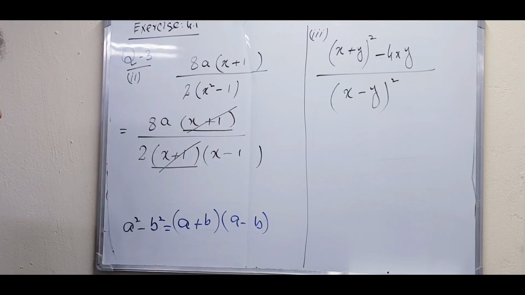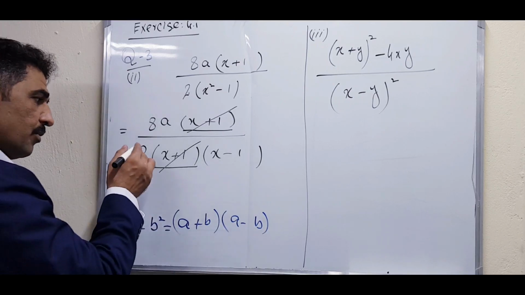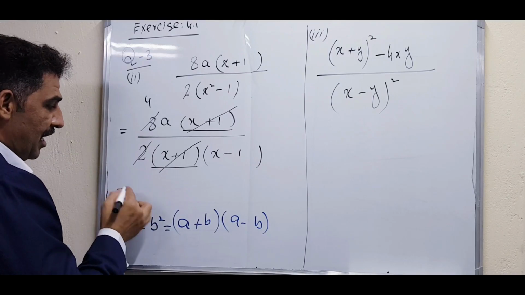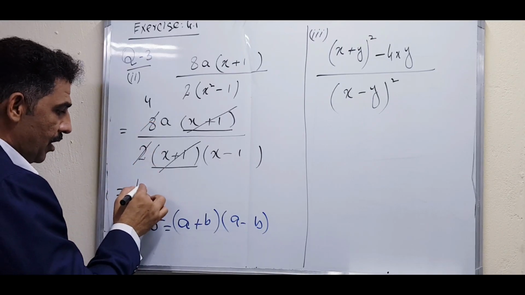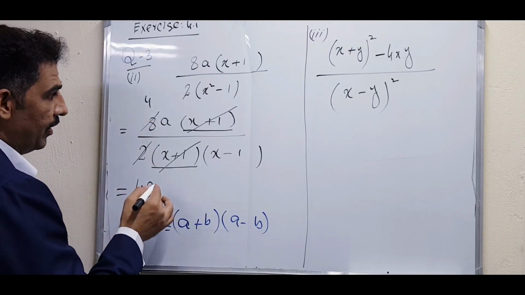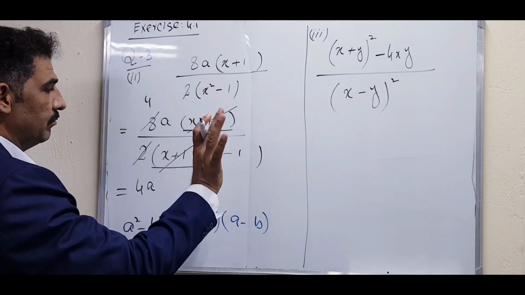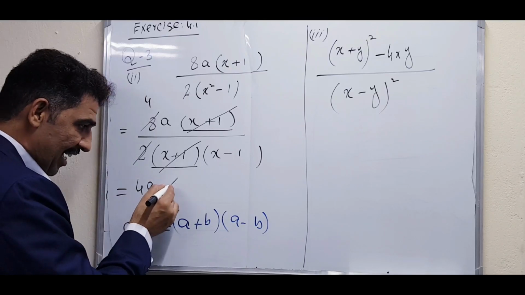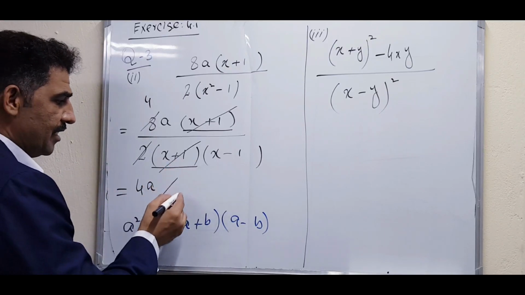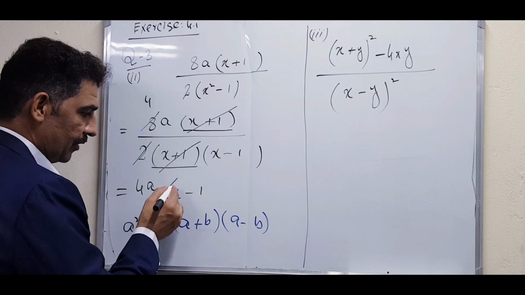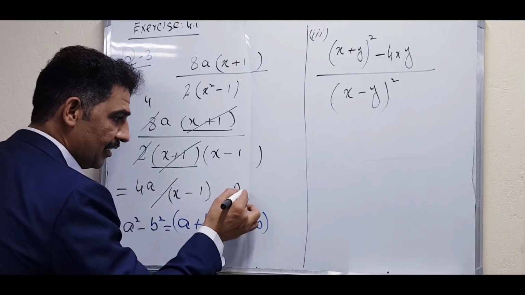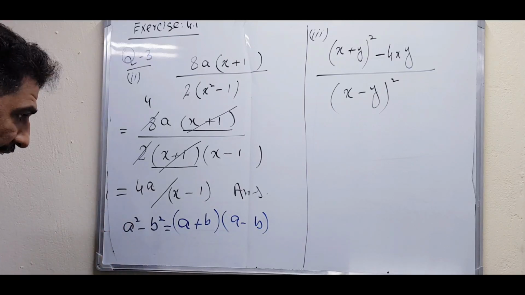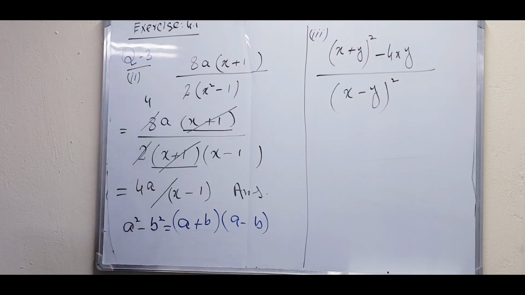Any more cancellation? Yes, good. 2 is also possible. 2 fours are 8. So what is the answer of this term? 4a. Cancel, no need to write in the numerator. In the denominator you can also write x minus 1. So this is our answer. Which type of expression is this? Rational. Good, that is a rational expression.